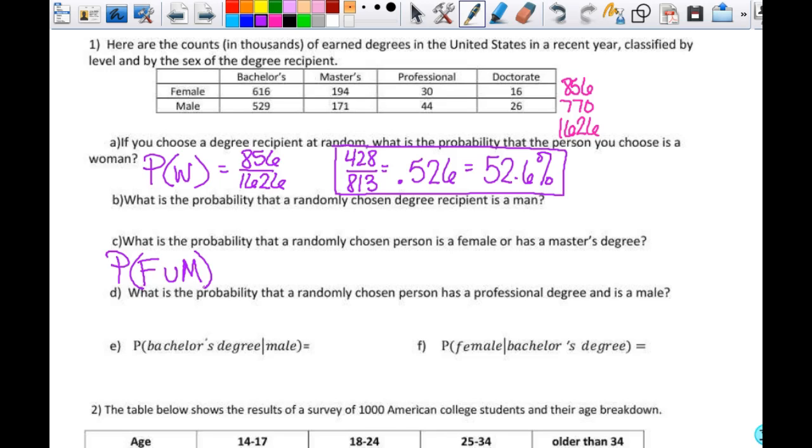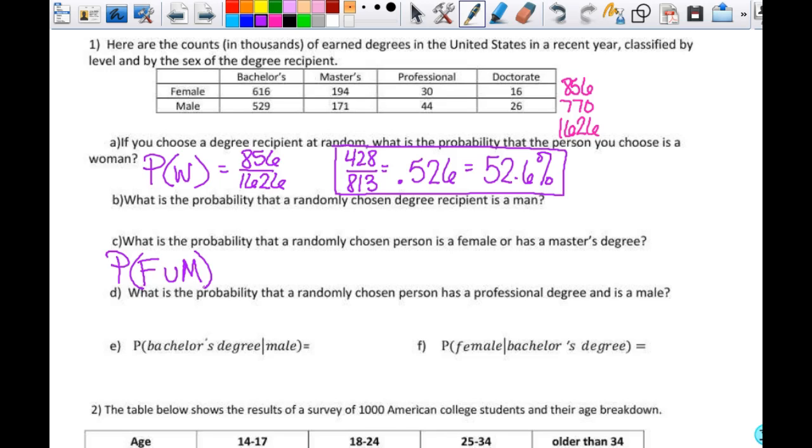These are not mutually exclusive, which means that when I pick a person, could you be a female with a master's degree? Yeah. Since you can be both of the things at the same time, these are not mutually exclusive, which means I can't do the separate ones and add them, or I'm doubling stuff up. So that only works with mutually exclusive events. But what we're going to do with this one works with both.